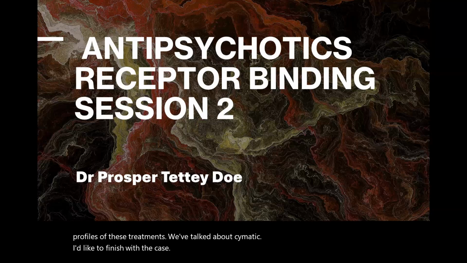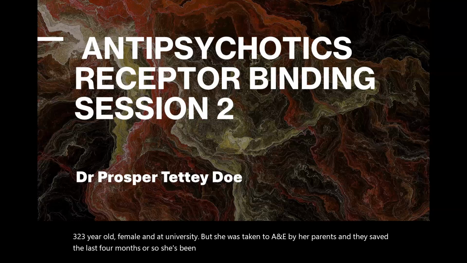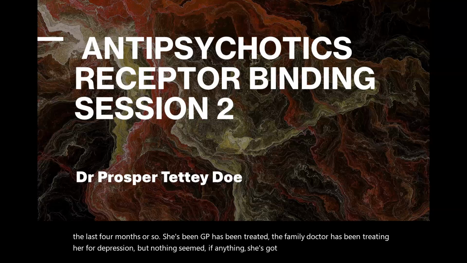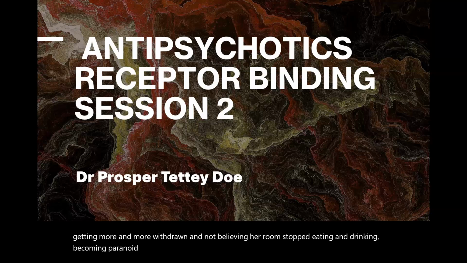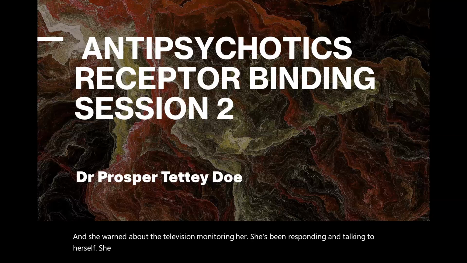So, Catherine, 23-year-old female at university, but she was taken to A&E by her parents. And they say for the last 4 months or so, her GP, her family doctor, has been treating her for depression. But nothing has helped, if anything, she's got worse over the last few weeks, getting more and more withdrawn, not leaving her room. Stopped eating and drinking, becoming paranoid, thinking that her parents had poisoned her food, she's destroyed her phone, she's worried about the television monitoring her, she's been responding and talking to herself. She doesn't think there's a problem and didn't want to come into hospital or receive treatment.